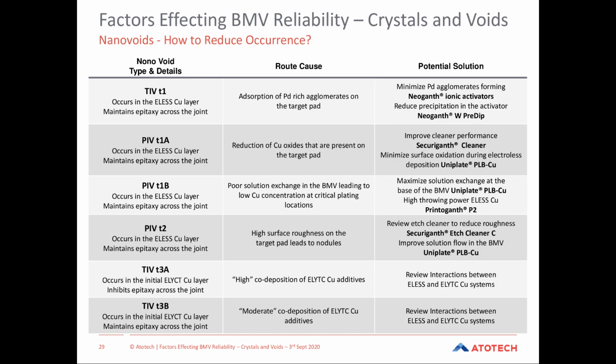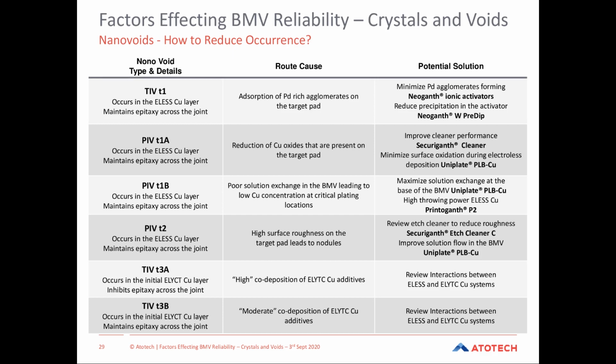For the 2 mechanisms where it's reduction of oxides, essentially you need to start looking at reviewing your cleaning procedures and the way that those cleaners and the chemistries are delivered into the panel. So Aditech obviously advocate the use of the Uniplate horizontal plating tools, because we get much better solution control. We can treat every panel in exactly the same way, and we get better fluid delivery into the base of the microvias where it's essential.